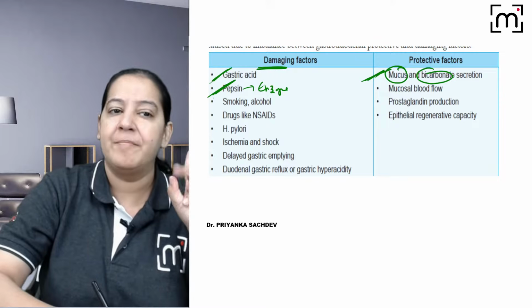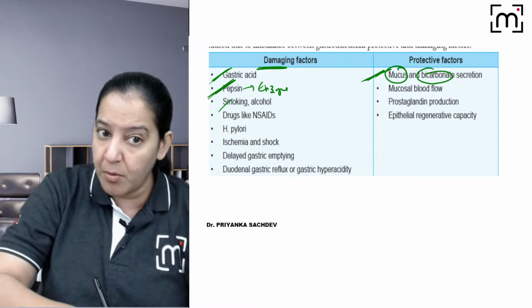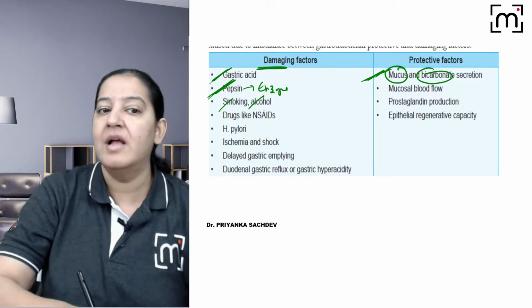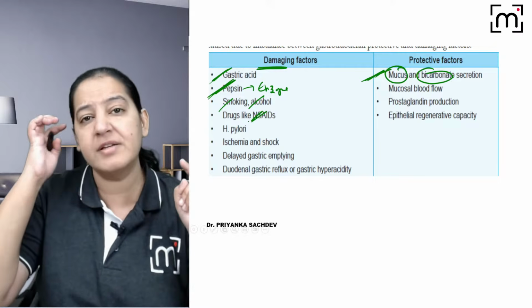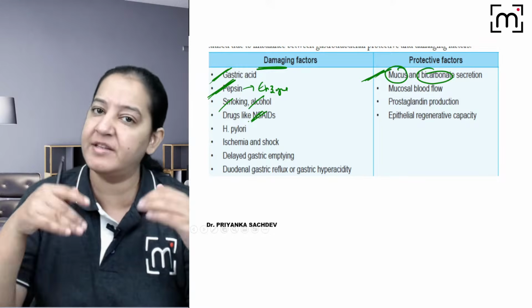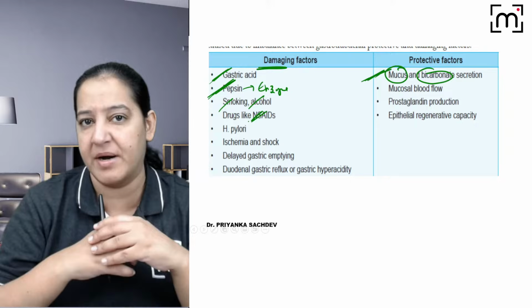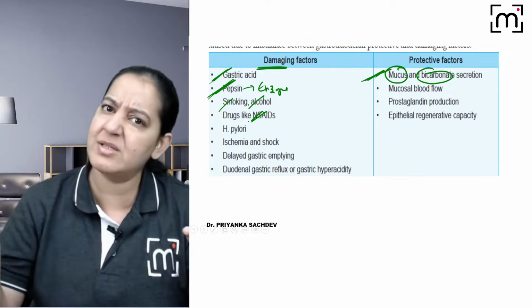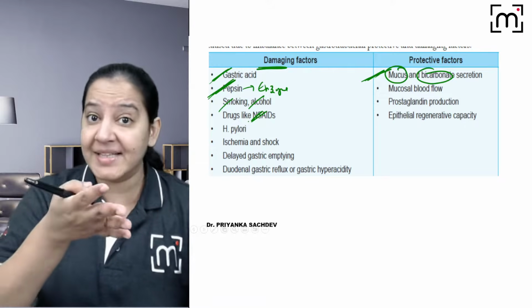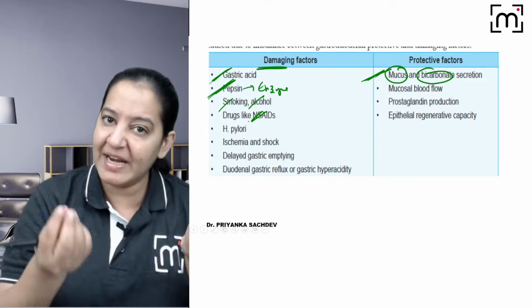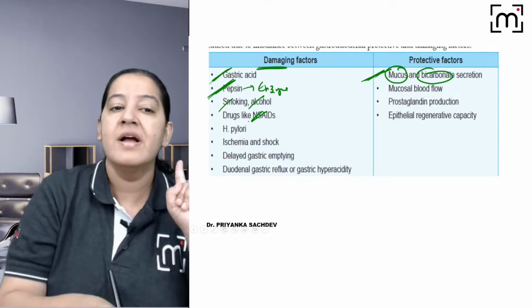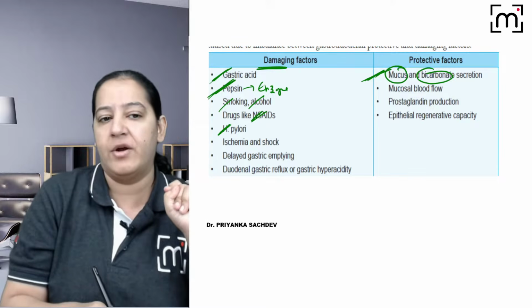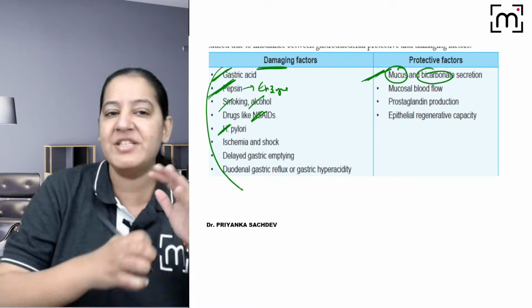So acid, pepsin, the person who smokes, the person who drinks alcohol, the painkillers. Have you heard the term that if we take too much painkiller, there will be an ulcer in the stomach? Have you heard it? If you take too many painkillers, you will get an ulcer. Laymen also know this, right? The NSAIDs are painkillers that increase the acid secretion. You got my point? There is a bacteria, H. pylori, right? So all these are damaging factors.